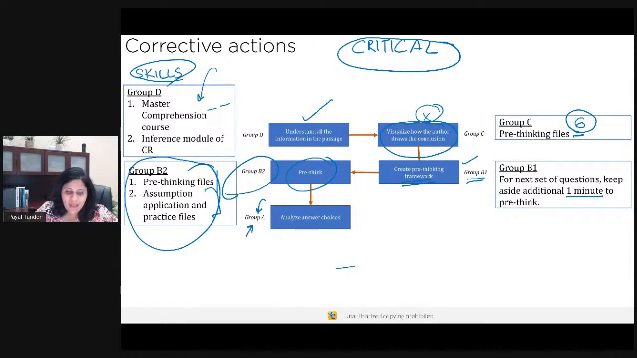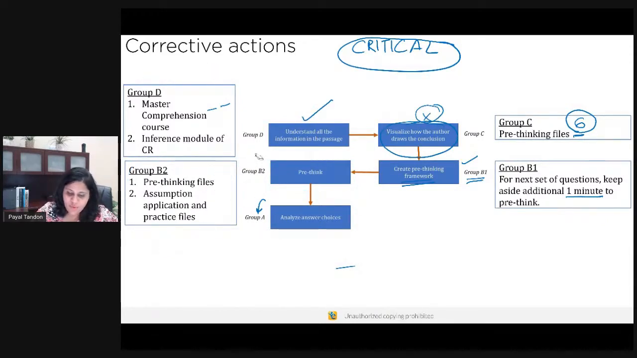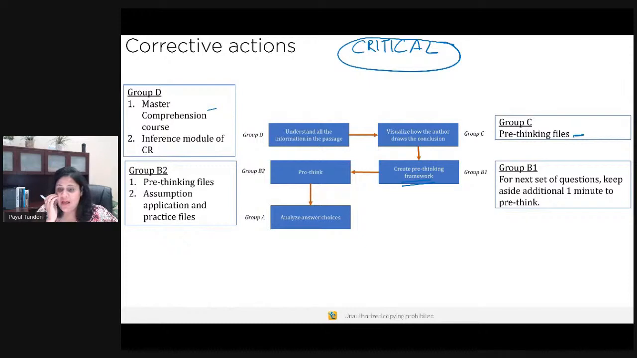So again, identifying where you are at, or what group you belong to, is very, very important to figure out what your next step should be. That's why, when people ask me, tell me how many questions do I need to solve, or how long will I take, the answer is, it all depends upon where you are at, and that depends on how well you do strategic review of questions.